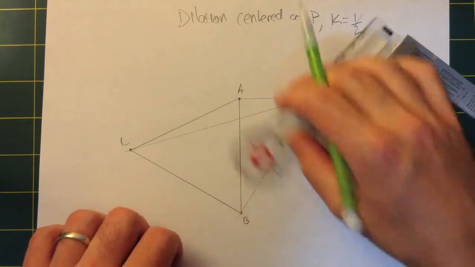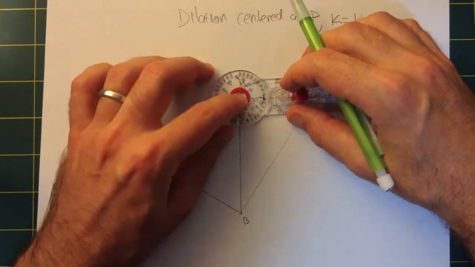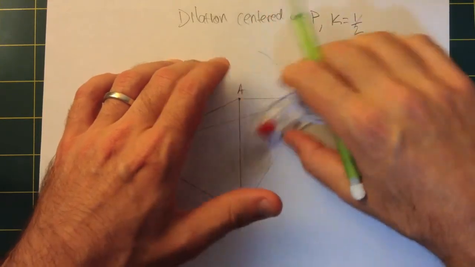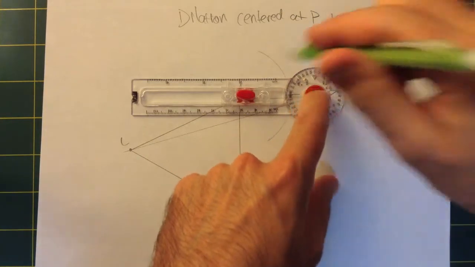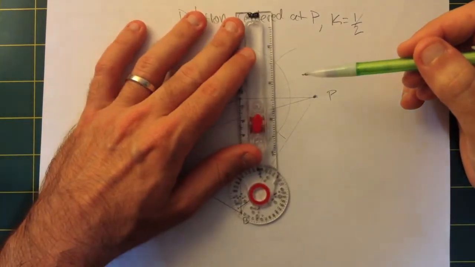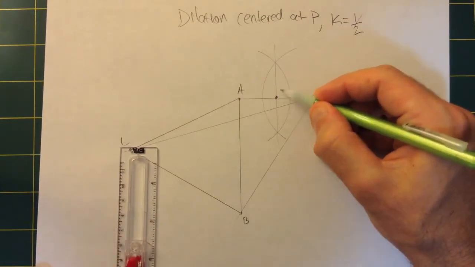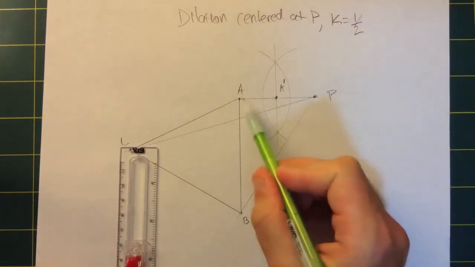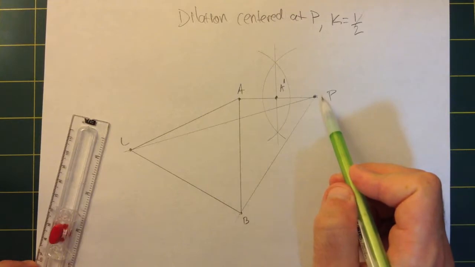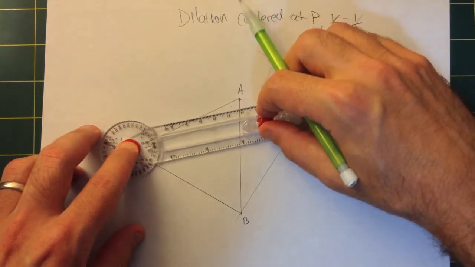So let's start with this one here. I'll go to this point, center the compass, open up more than half, put an arc, flip to this side, put the same arc. Here's an intersection, here's an intersection. I connect those intersections and it gets me A prime, which is the midpoint of AP. So I've taken AP and I've cut it in half. I'll do that to CP. More than half, that looks good.